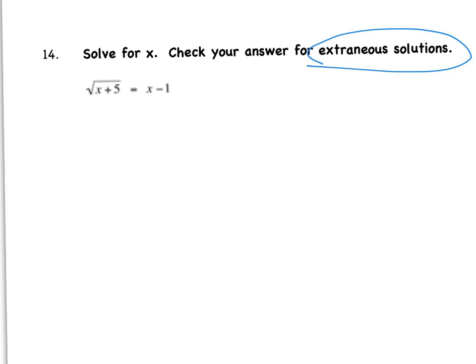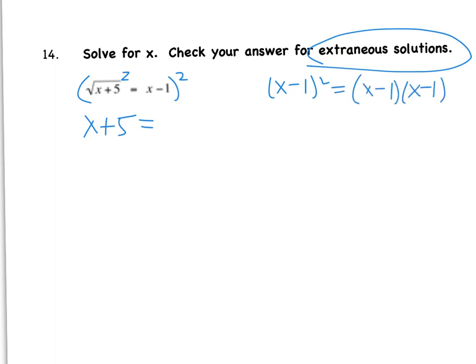Square both sides. Now on the left side, that's really nice. You just end up with x plus 5. What about on the right side? x minus 1 squared. Remember to square something, that means to multiply by itself. So this is really x minus 1 times x minus 1.